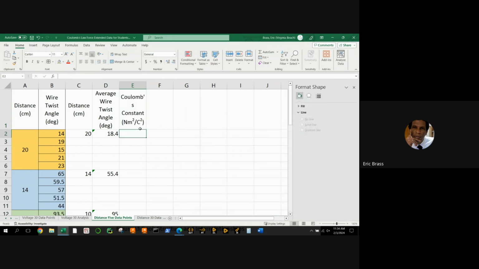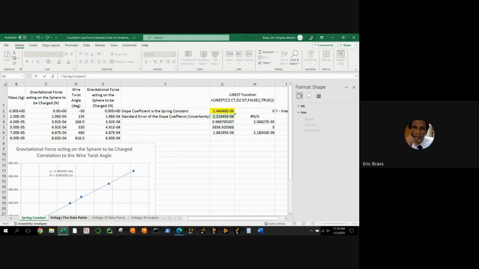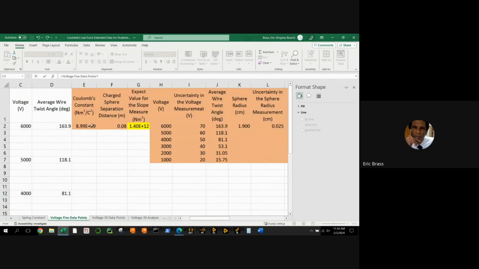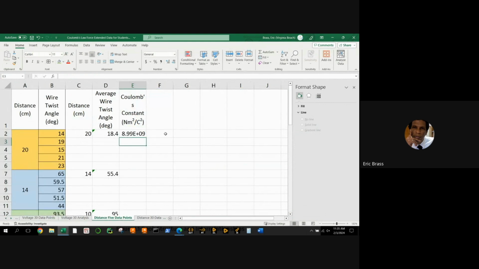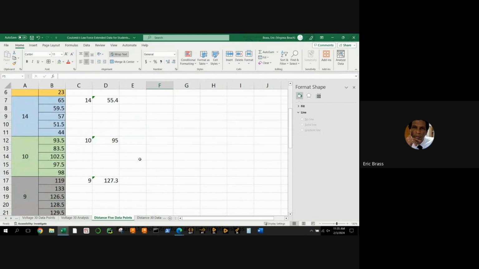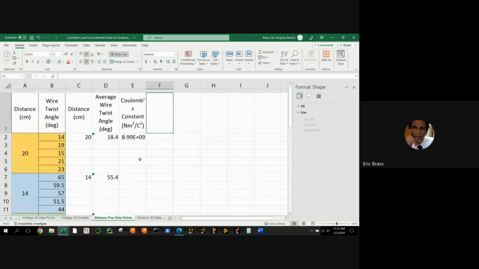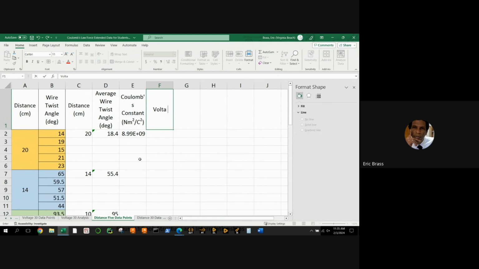All right, so we have Coulomb's constant. Now I can just go back and refer to the actual value. I could type it in, but I might at some point want to put in the actual number. So we have Coulomb's constant, and then we know that this is going to have a voltage. It's just going to have a set voltage, and I believe that I set it to just 6,000. 6,000 volts.